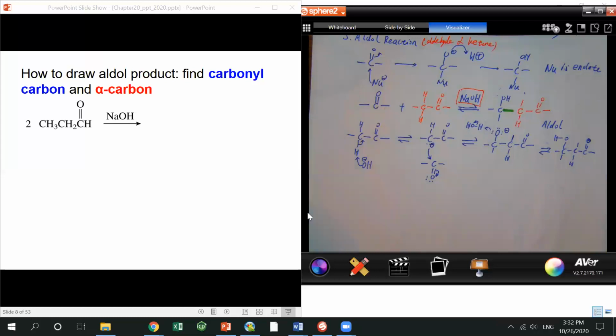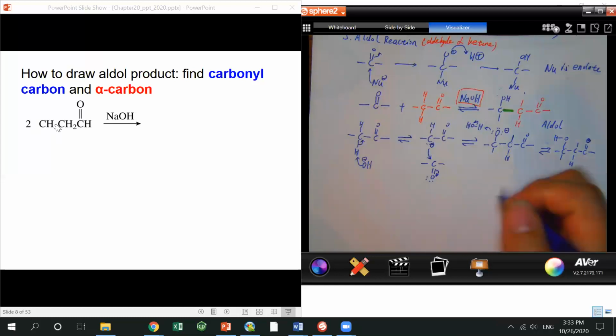So here's how you draw the Aldol product. It looks easy, but quite often students get lost. Here's one example. We start with propanal, a three-carbon aldehyde. Most of the time I will show two aldehydes reacting with each other, but sometimes if I don't show two, you still have to understand that two aldehydes react with each other.